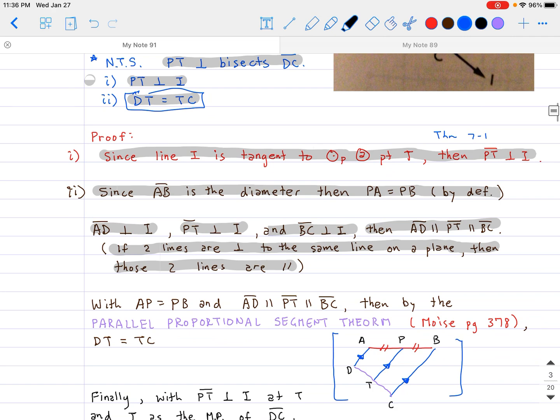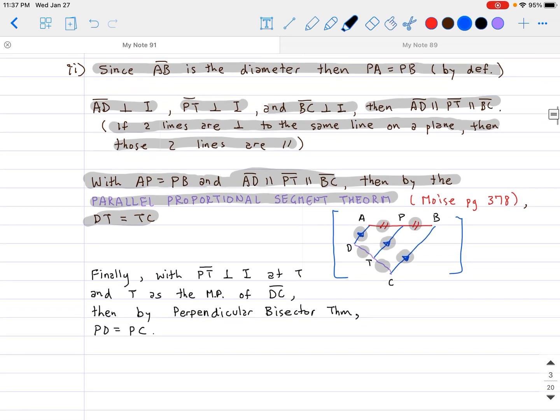Hey, that's basically the picture that we have right here. This is going to be parallel to this. It's going to be parallel to this. And remember, in the previous part, we just showed that AP is equal to PB. So with all of those that we just proved, that AP is equal to PB, and also the three lines are parallel to each other, then by that theorem, the parallel proportional segment theorem, we can say that DT over here is going to be equal to TC over here. So that's going to be the bottom part right there, okay?